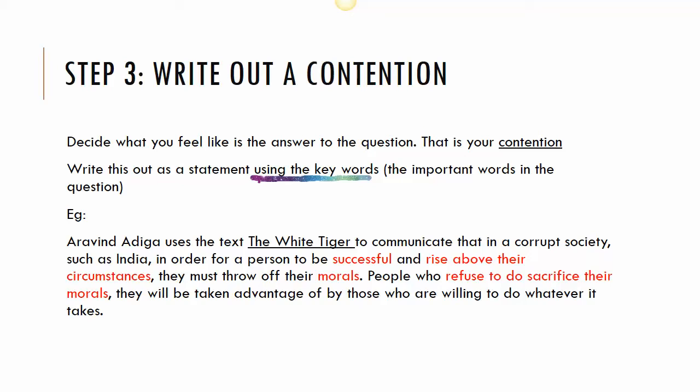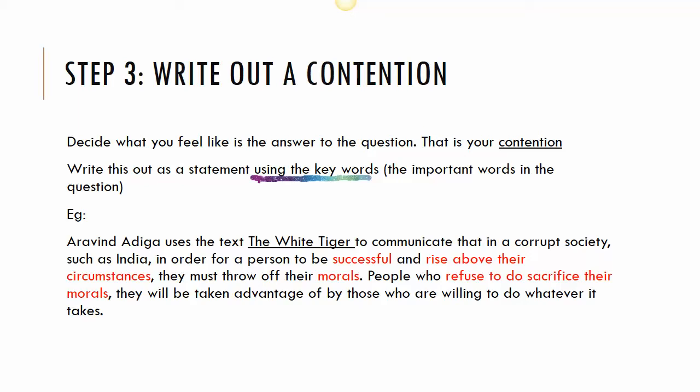Aravind Adiga uses the text The White Tiger to communicate that in a corrupt society such as India, in order for a person to be successful and rise above their circumstances, they must throw off their morals. People who refuse to sacrifice their morals will be taken advantage of by those who are willing to do whatever it takes.